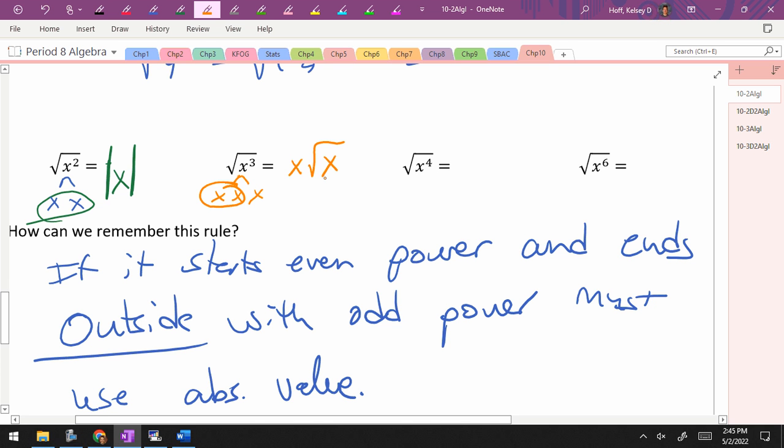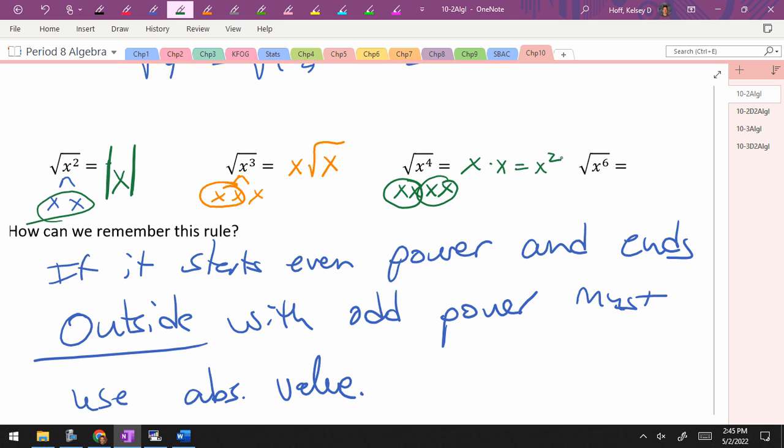If it starts with an even power, does it start with an even power? Then I don't have to worry about it. X to the fourth is really x times x times x times x. Do you have a group? I group them, I write it down. I group them, I write it down. I don't have anybody left in jail. What is x times x? X squared. Now, what's our rule? Did we start with an even power? Did we end with an odd power? No absolute value. This is my answer.